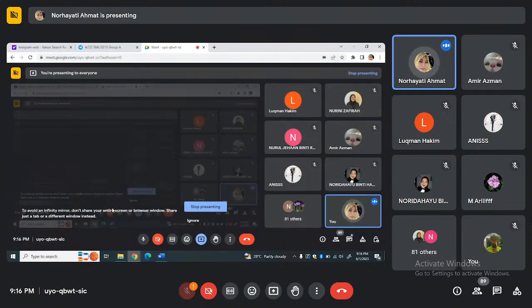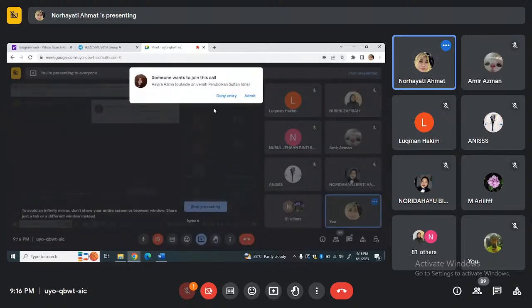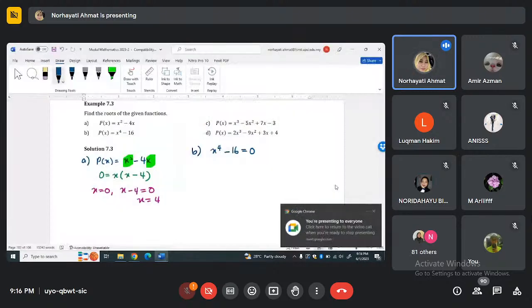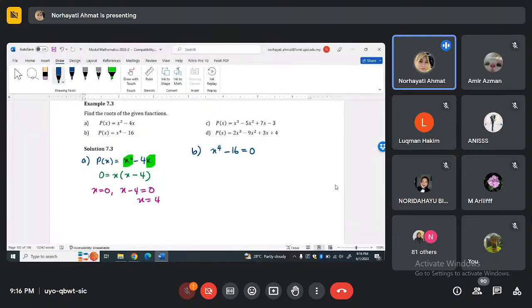So Amir kata kita kena factorize sebab nampak dekat sini. Kita ada minus 16. So we know that 16 come from 4 square, so kita boleh jadi sebagai kuasa 2 lah. Tapi kali ni kita ada kuasa 4. We have exponent 4. So actually we can factorize this as x square plus 4, x square minus 4.